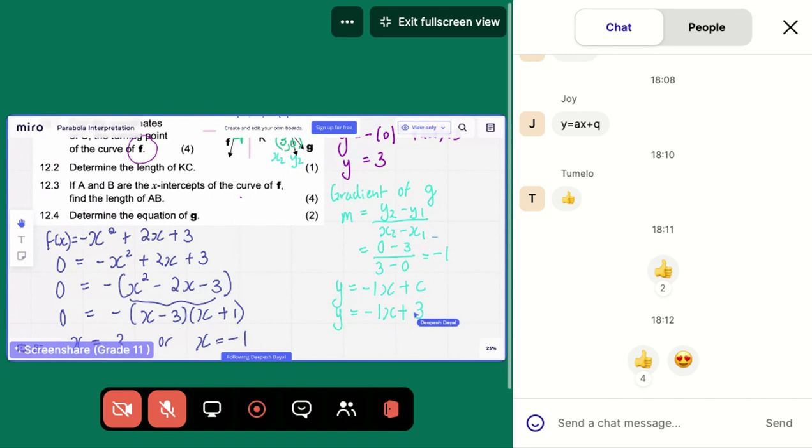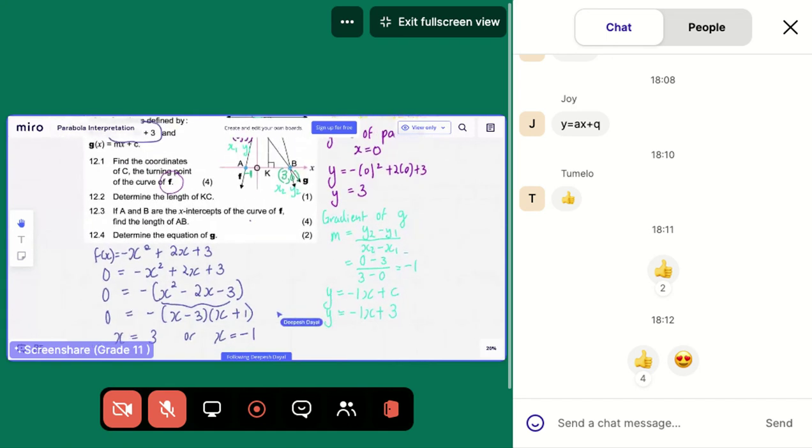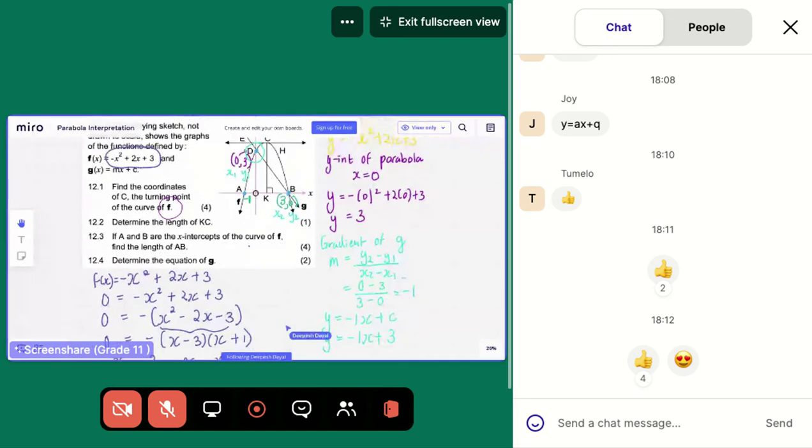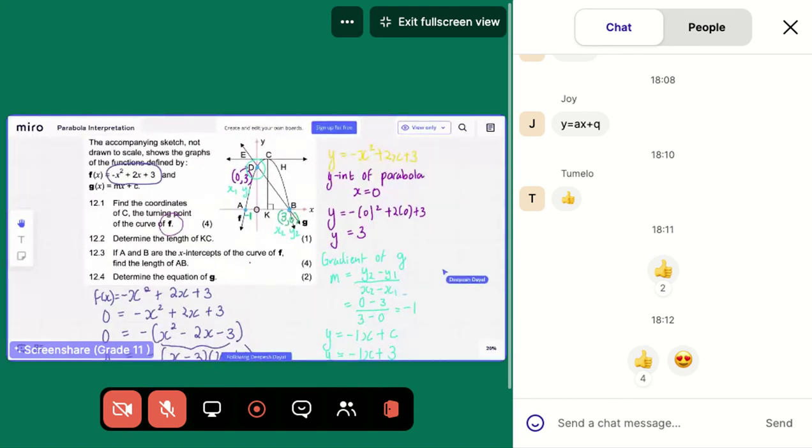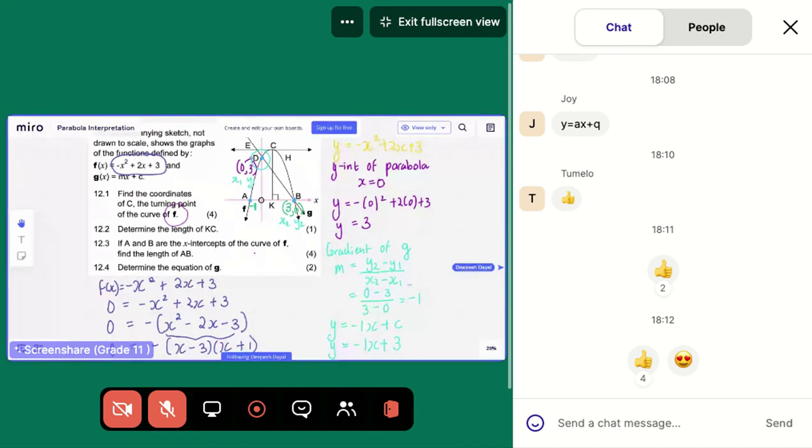Minus 1x plus 3. So it's y equals minus 1x plus 3. And that is the equation of the straight line. Okay. Let's make it a bit smaller so we can see. Okay. Everybody following the equation of the straight line?